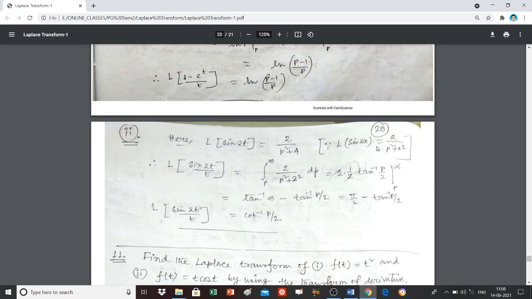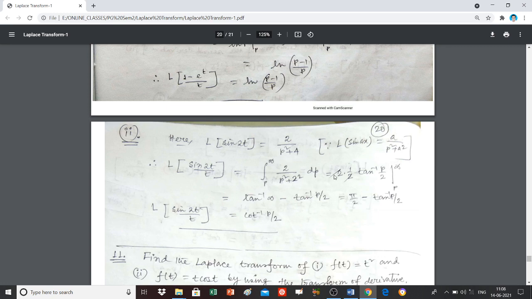According to this relation, the Laplace transform of sin 2t is equal to 2 by p square plus 4. Therefore, the Laplace transform of 1 by t sin 2t, that means sin 2t by t, is equal to the integral from p to infinity of 2 by p square plus 2 square, dp.